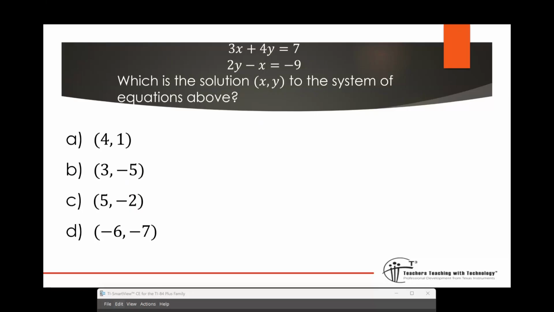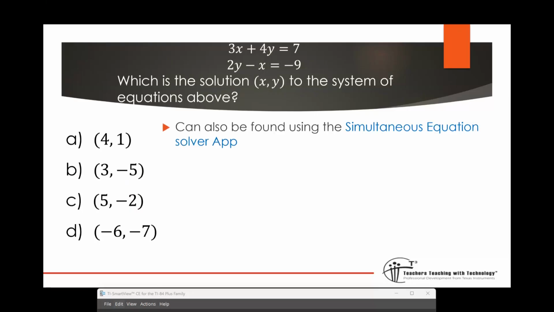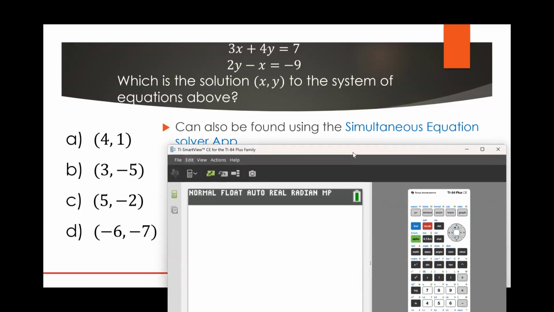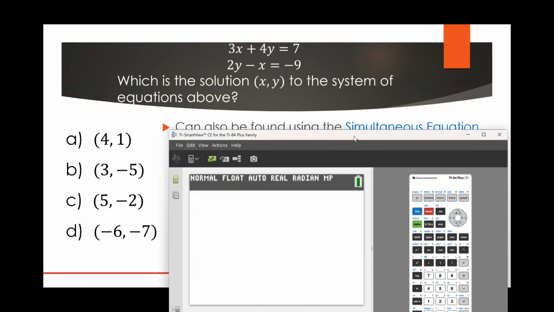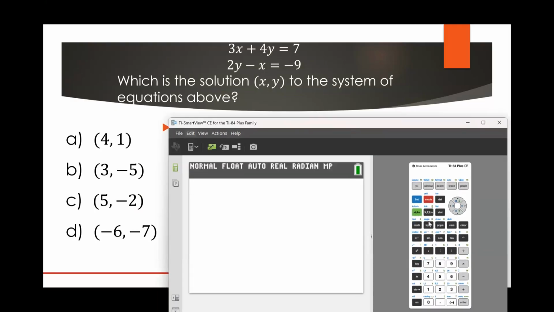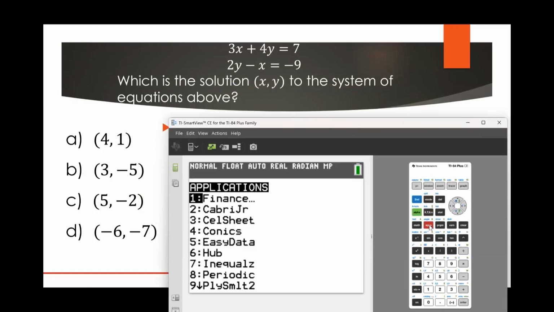Yep, that system of equations. So we're going to solve this using the simultaneous equation solver app. So everyone at home should get their calculator out, right? And I've kind of got mine down here. To get to this, you have to press the apps button, right, Scott? Yes, it's in the apps. And it's right by that math button, right? Yeah. And number 9, poly simultaneous too.